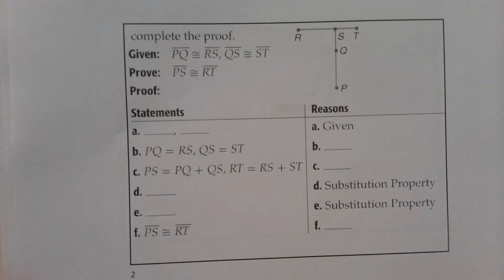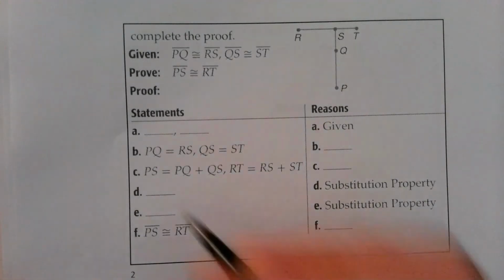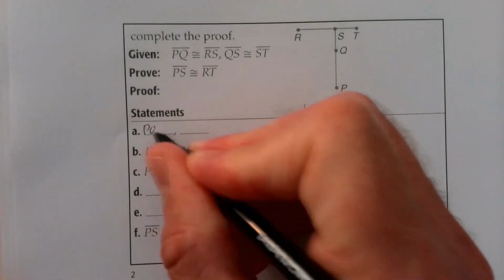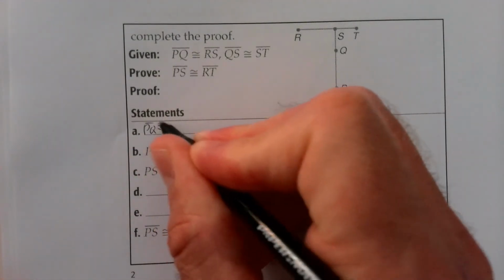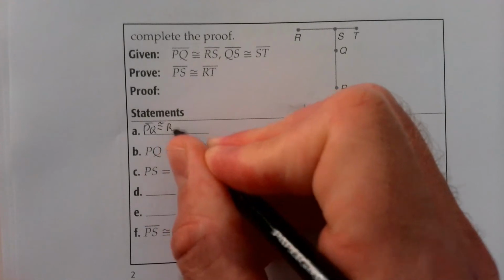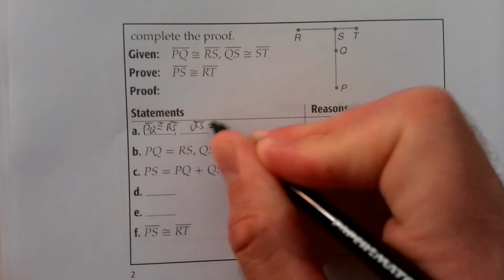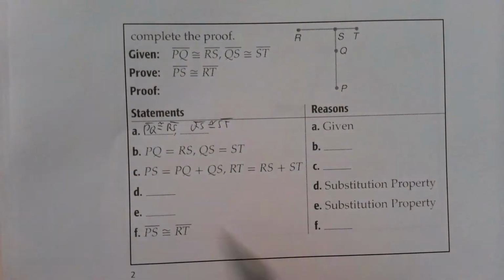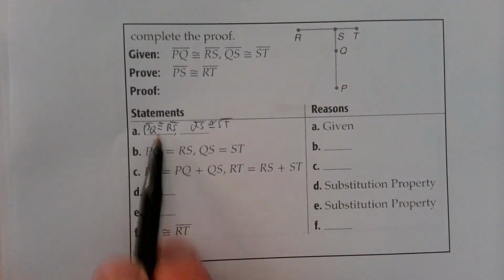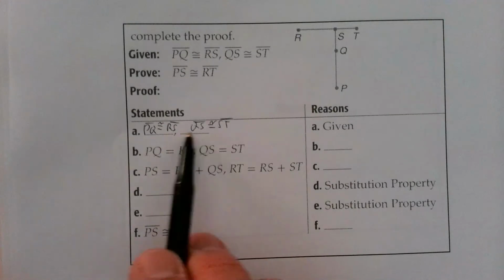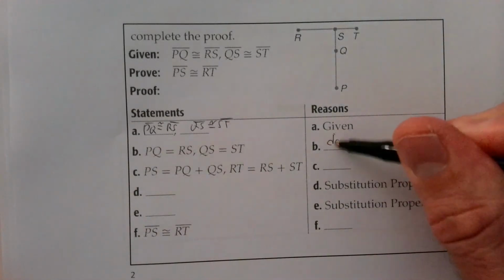We want to fill in those blanks, so just like we know with every proof, our first statement is always the given statement. So we're going to say PQ congruent to RS, QS congruent to ST, and that's given. Now whenever we go from congruent to equal, that's our definition of congruence we saw last time.